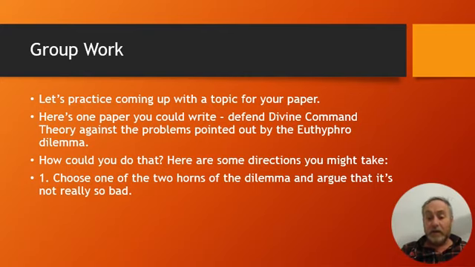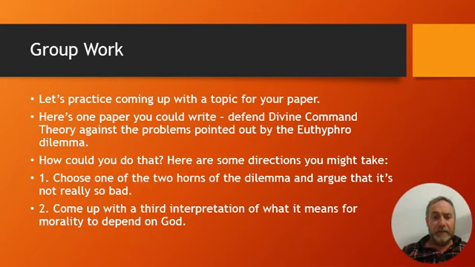Or you can maybe choose the second horn and say, well, even if we say that God is responsive to reasons about morality, that doesn't mean that it's not divine command theory still. If you come up with a way to make the second interpretation still a version of divine command theory that's distinct from some other moral theory, you could try to do that.